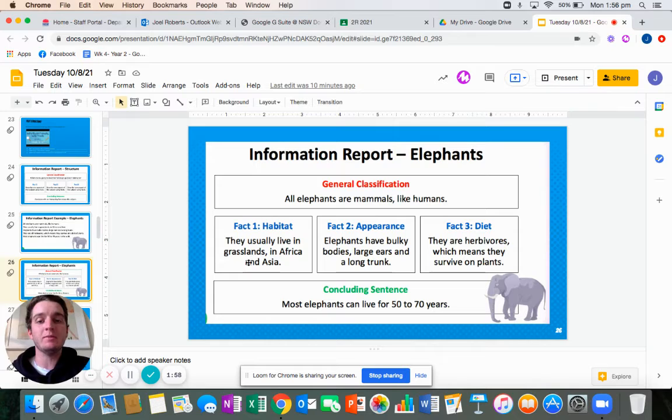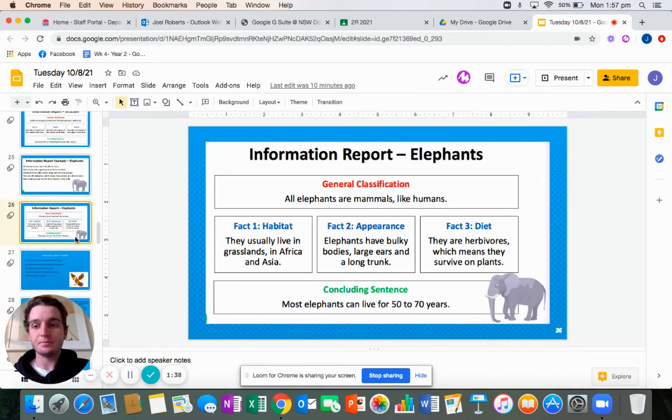Okay, so it's well structured. They only talk about one aspect each time: where they live, what they look like, and what they eat. They don't mix up that information between the paragraphs, do they? And then they end with a concluding sentence, a nice, interesting fact. Most elephants can live for 50 to 70 years. That's an interesting fact, and it doesn't actually fit in with the habitat, the appearance, or the diet. So it's a good one to put in your concluding sentence.